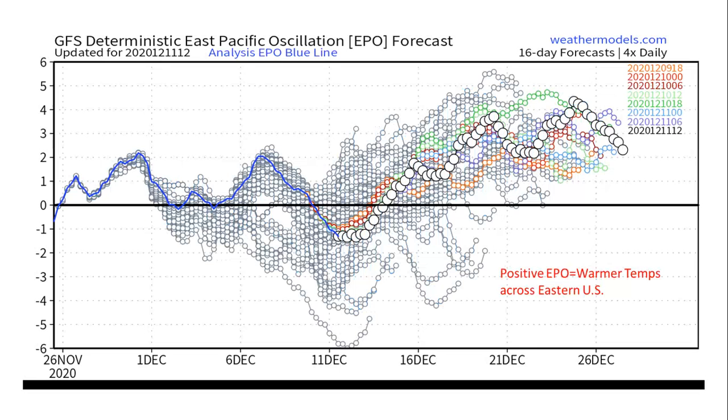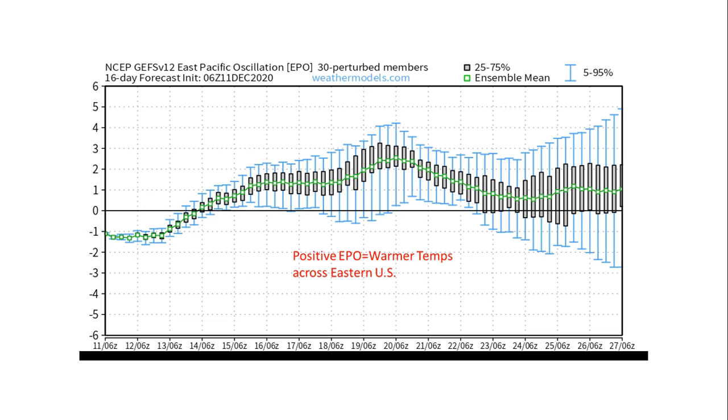GFS deterministic EPO forecast showing kind of like where we've been, positive, right around neutral, back down to negative right now, and then back to positive is the forecast by mid-December and lasting through the latter part of December. That again, a positive EPO indicates warmer temperatures across the United States as a whole. And then the NCEP GEFS v12 EPO, 30 perturbed members. The ensemble mean is a green line. We're going positive. You notice the trend of these models today. Now, these could change, but that's what we're looking at.